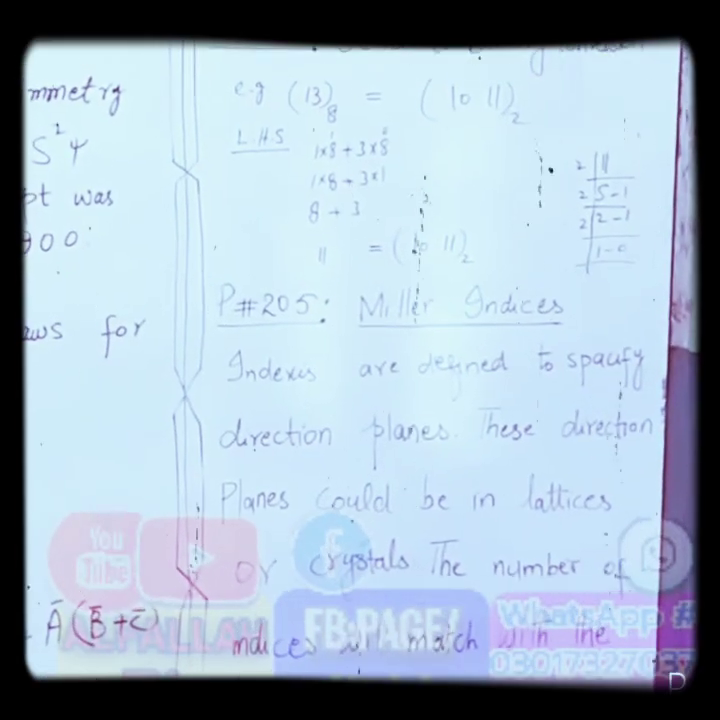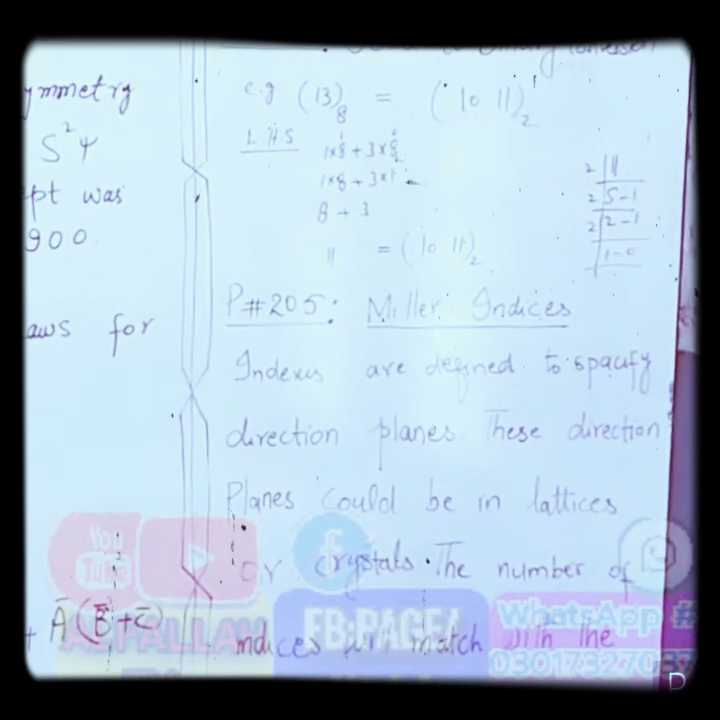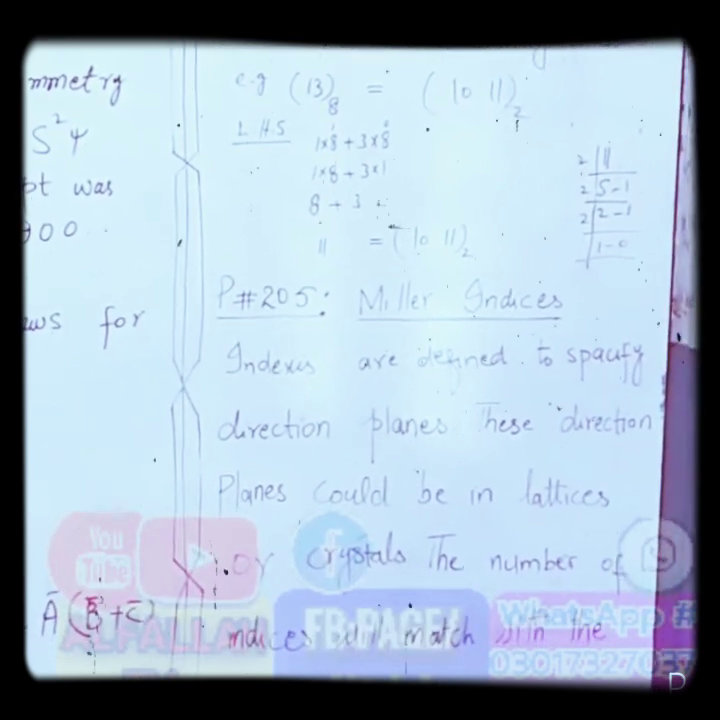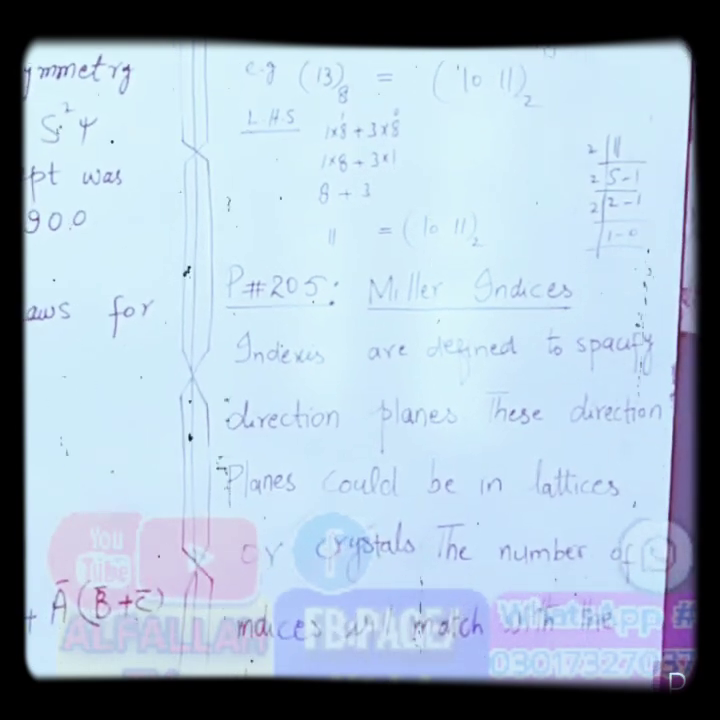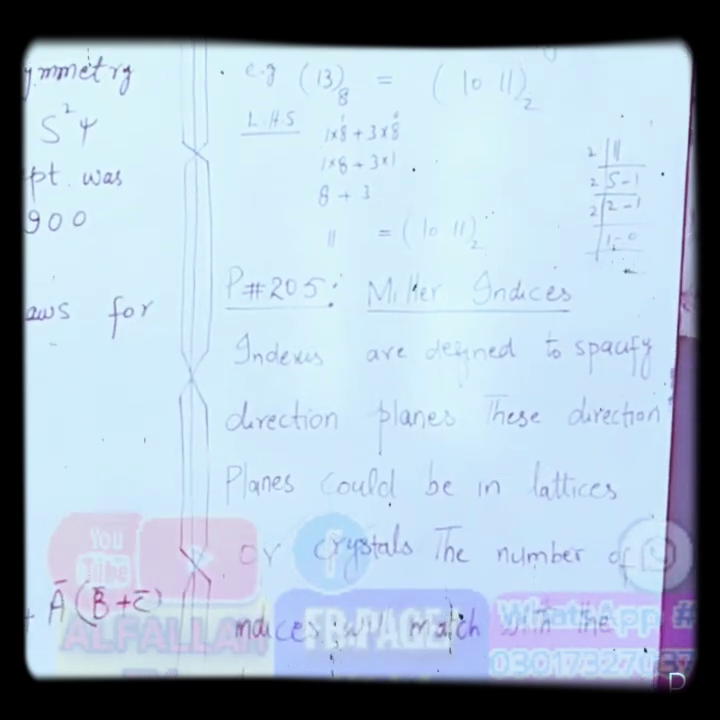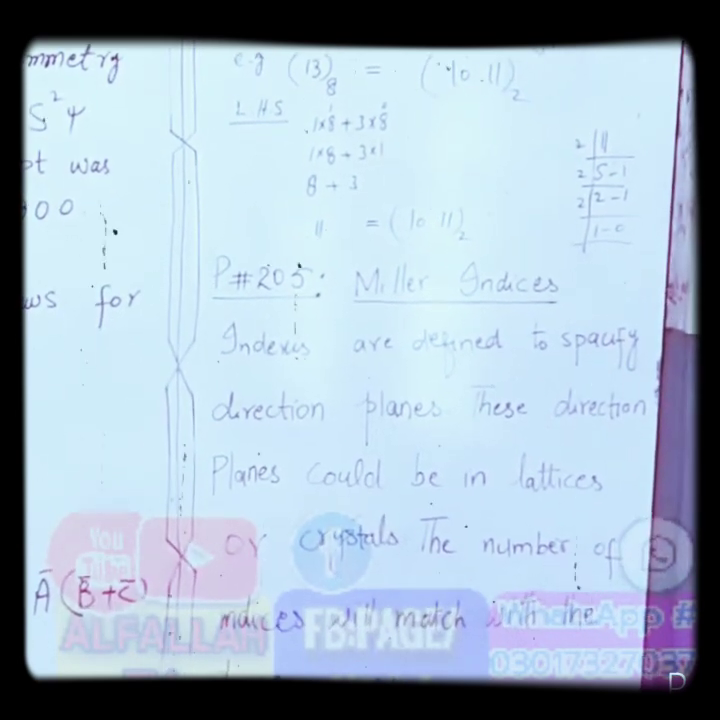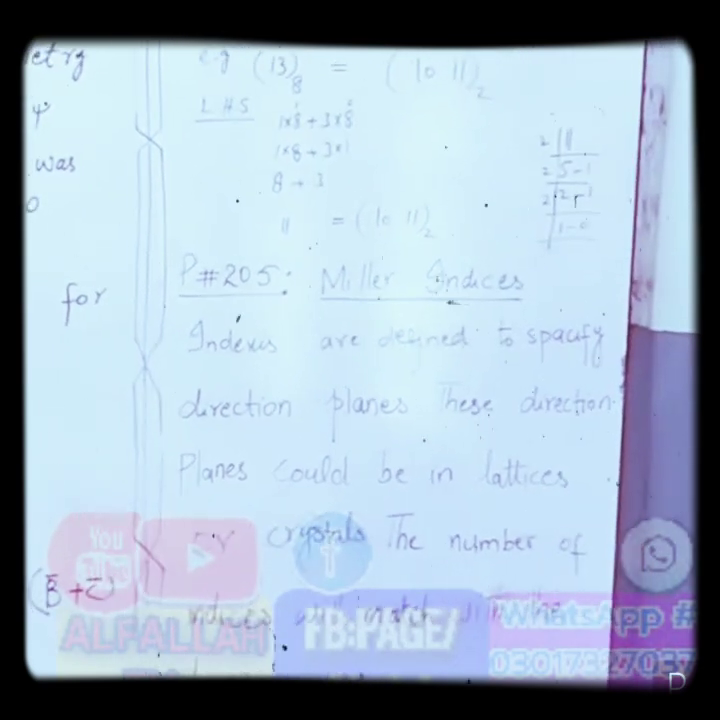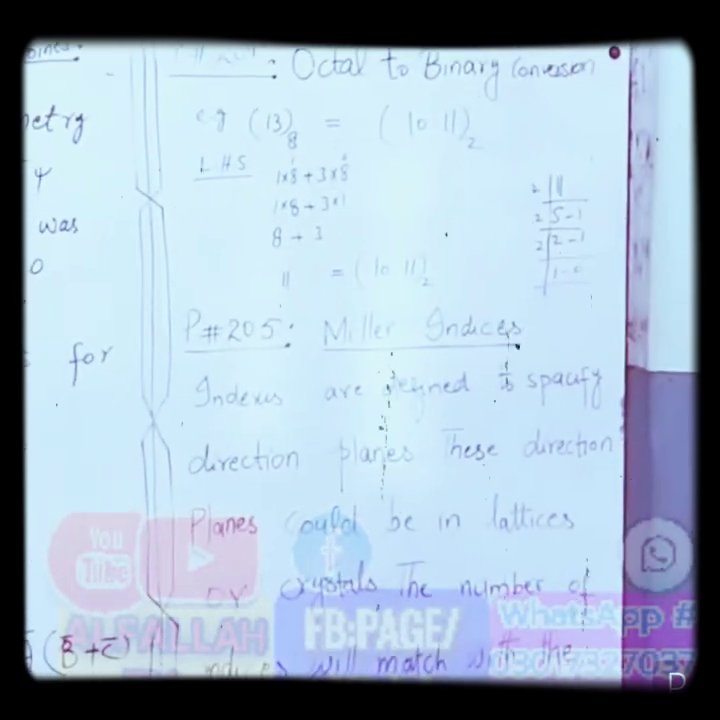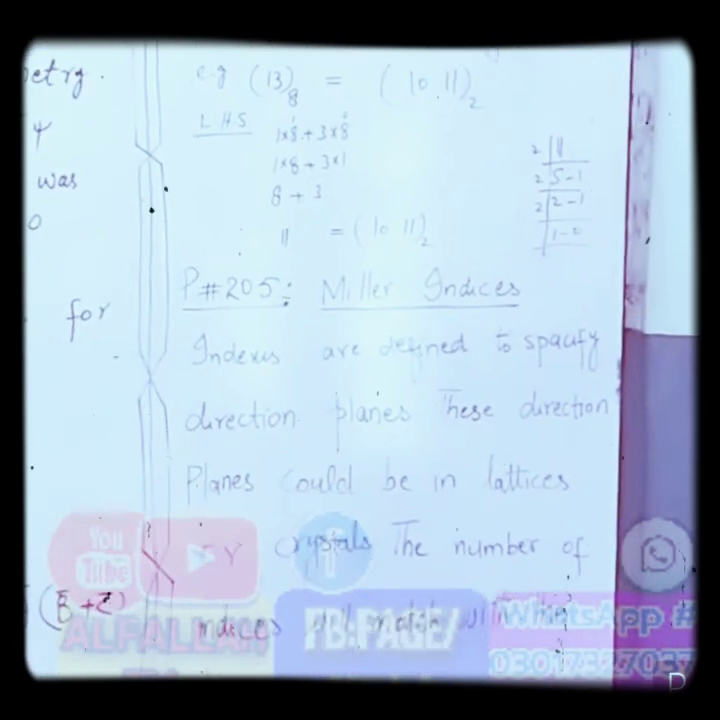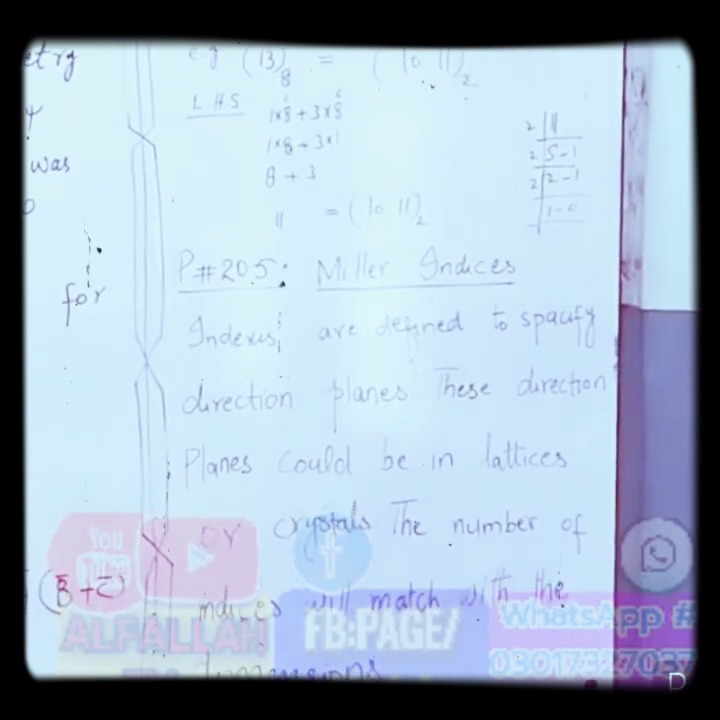Point number 204: octal to binary conversion takes place, with example 13 base 8 is equal to 1011 base 2. First we convert 13 from octal to decimal, that will be 11, and when 11 is converted into base 2 it gives 1011. Point number 205 is Miller indices.